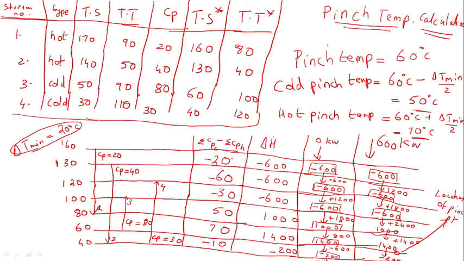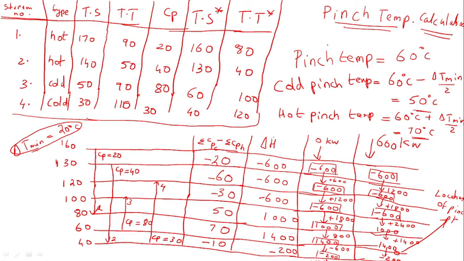So I hope that this is clear to you, how to calculate the shifted target temperature and shifted supply temperature, also how to make the table for the calculation of pinch temperature. So I will explain once more. First we need to calculate all the shifted temperatures from the given supply temperature and target temperature.